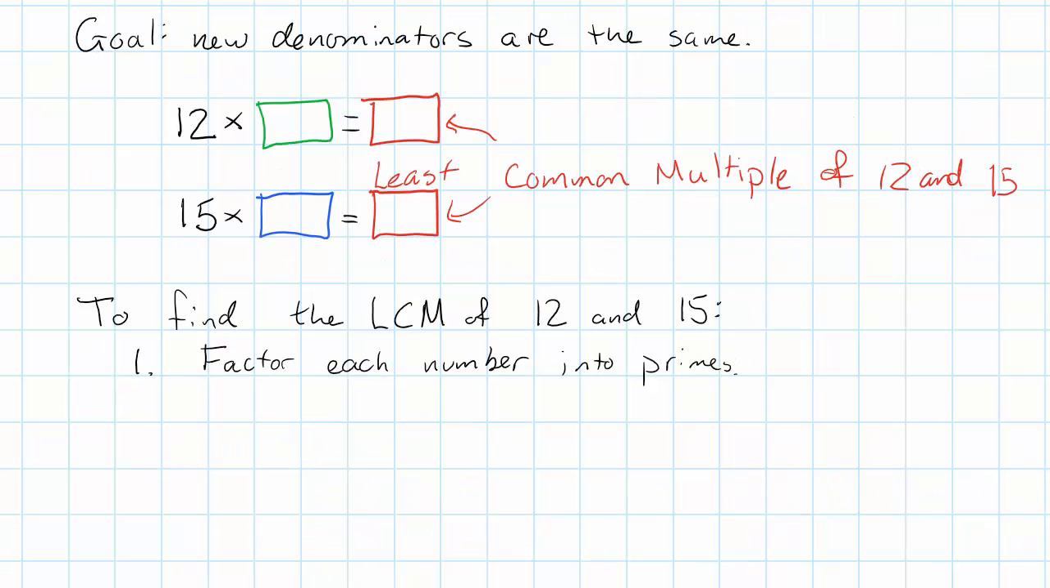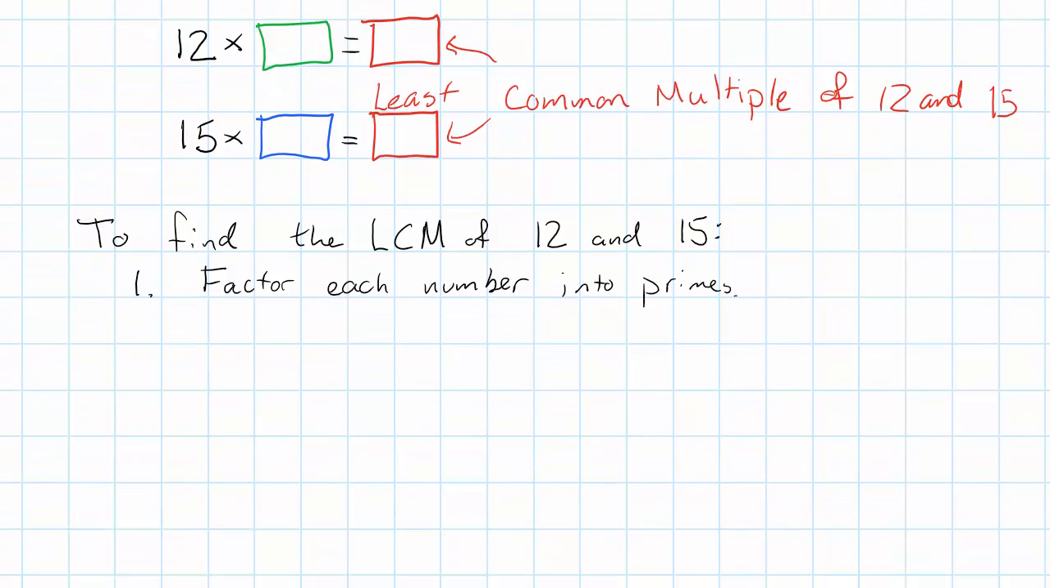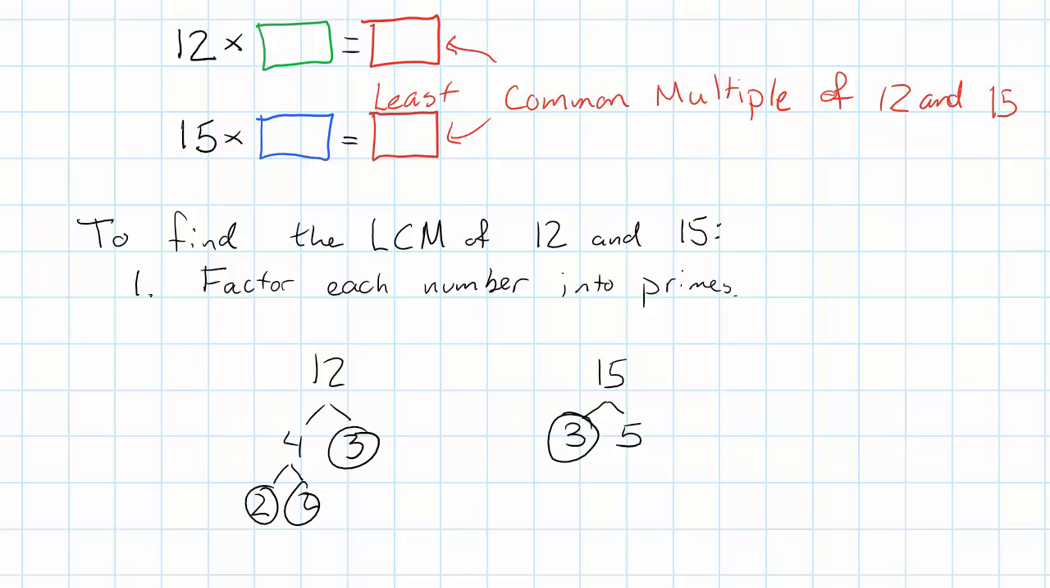To find the least common multiple, or just LCM, of 12 and 15, first we're going to factor each number into primes. So 12, that's 4 times 3, 4 is 2 times 2, the 2's are prime, the 3 is prime. 15, that's 3 times 5, 3 is prime, 5 is prime. Okay, we're done with that step. Now what?